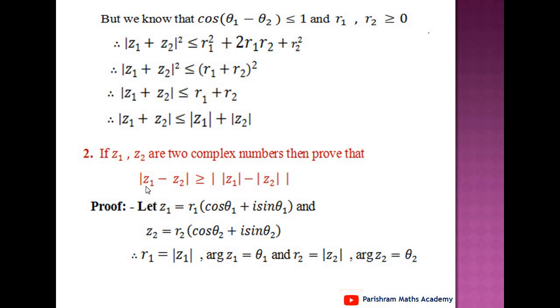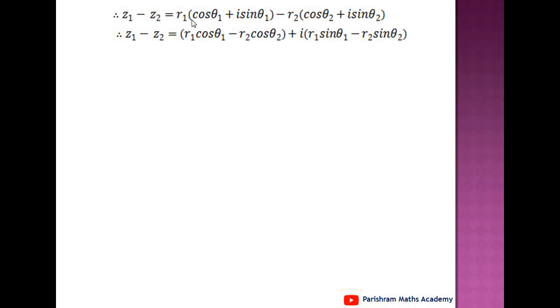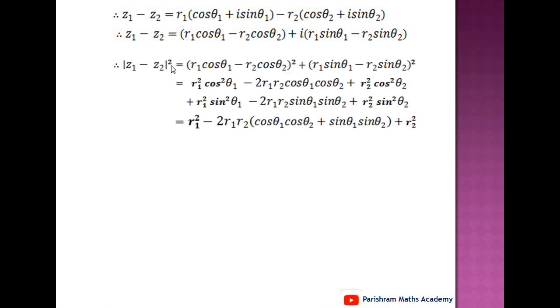Here first you can find the value of z1 minus z2, and therefore z1 minus z2 is equal to the value of z1 minus the value of z2. Simplifying, we get z1 minus z2 equal to r1 cos theta 1 minus r2 cos theta 2 plus imaginary part i in bracket r1 sin theta 1 minus r2 sin theta 2, and therefore mod of z1 minus z2 square equal to square of real part plus square of imaginary part, that is r1 cos theta 1 minus r2 cos theta 2 bracket square plus r1 sin theta 1 minus r2 sin theta 2 bracket square.